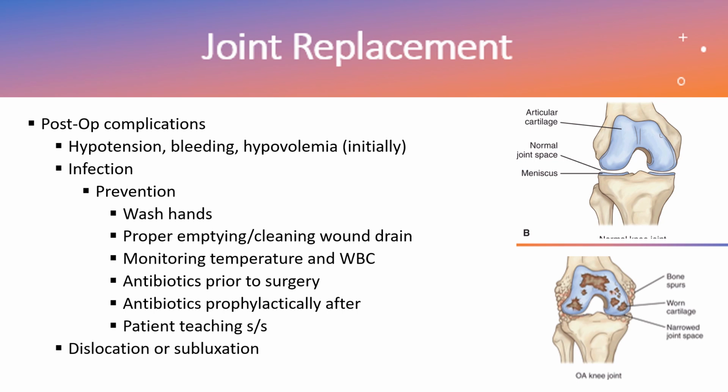Joint replacement, or arthroplasty, is most commonly associated with the joints of the hip and the knee, but it could include any and all joints within the body. We're going to mainly focus on the knee. Osteoarthritis is a leading indication for joint replacement.